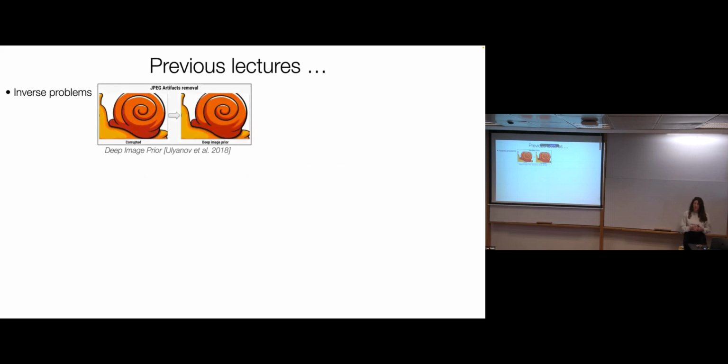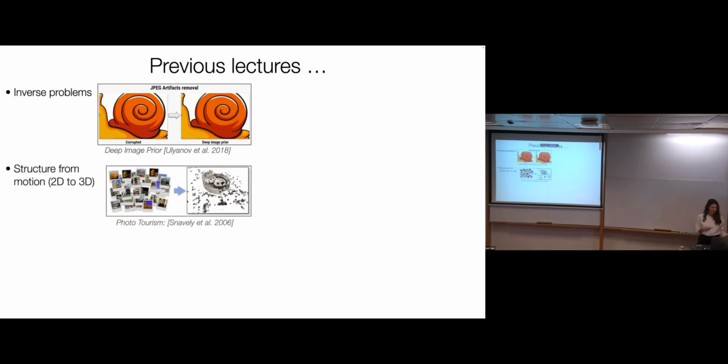Just a short recap of what you talked about with Mirav. She started by introducing some inverse problems, and specifically how we can use the prior of deep neural networks to solve an inverse problem, for example super resolution, noise removal, or artifacts such as JPEG. This was the concept of the work called Deep Image Prior.